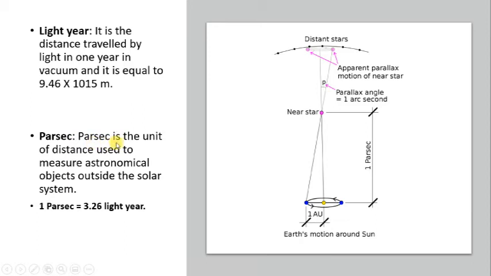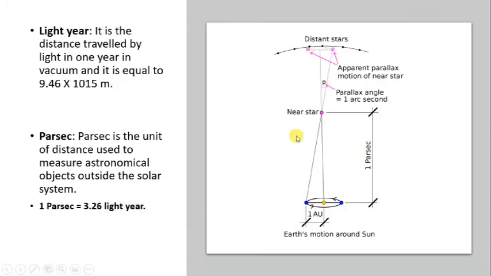Parsec. Parsec is the unit of distance used to measure astronomical objects outside the solar system. So 1 parsec is equal to 3.26 light year.